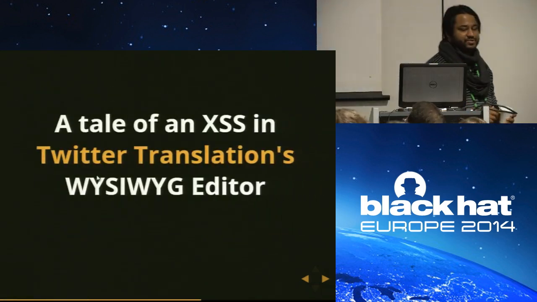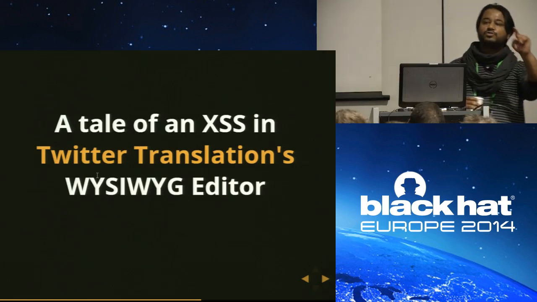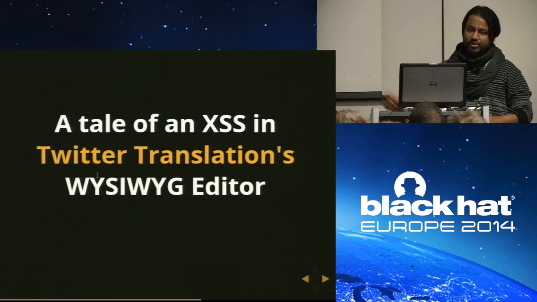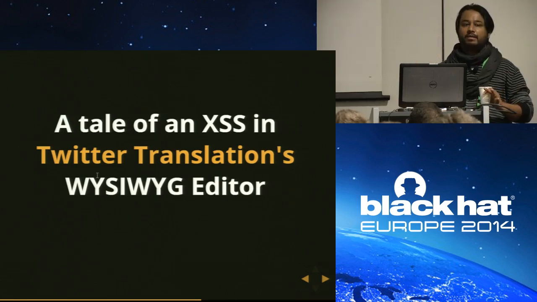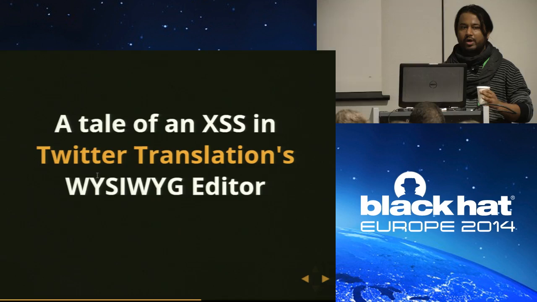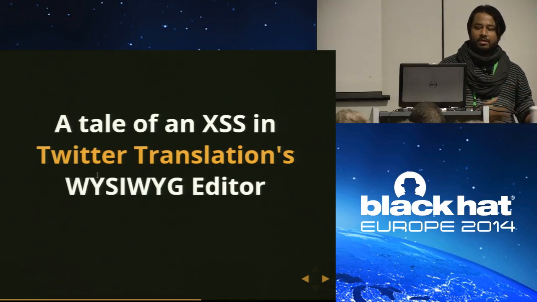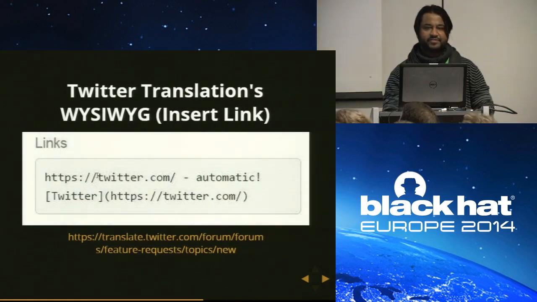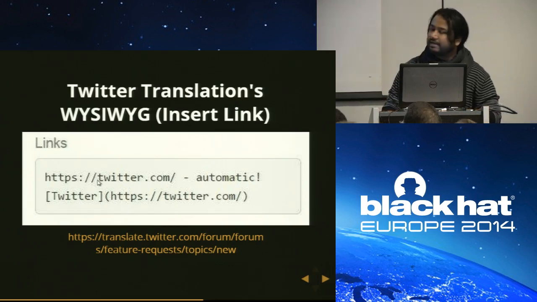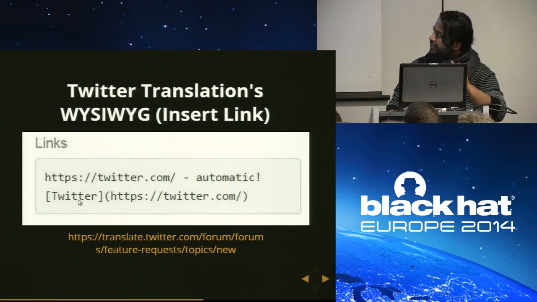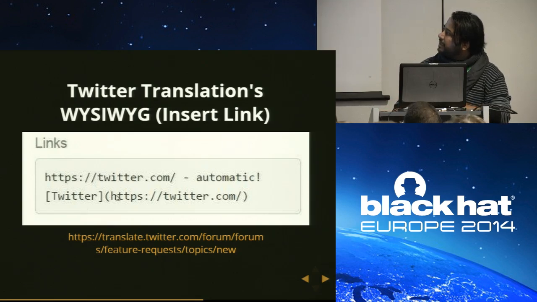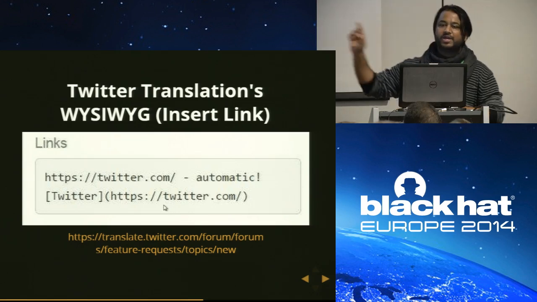Now, this is a very interesting story. This will show you how useful the attack methodology that I presented is. A tale of an XSS in Twitter translation. Twitter is one of the web applications that takes security very seriously. They have a dedicated team. They are the guys who had already started implementing CSP. So let's XSS their WYSIWYG editor. If you remember from the earlier slide, if you want to have a link on the Twitter forum, it should look like this. The name of the link will be in square brackets, and in small parentheses, there will be a URL.